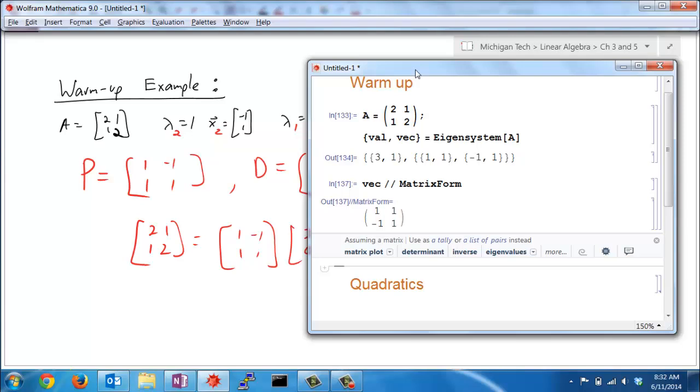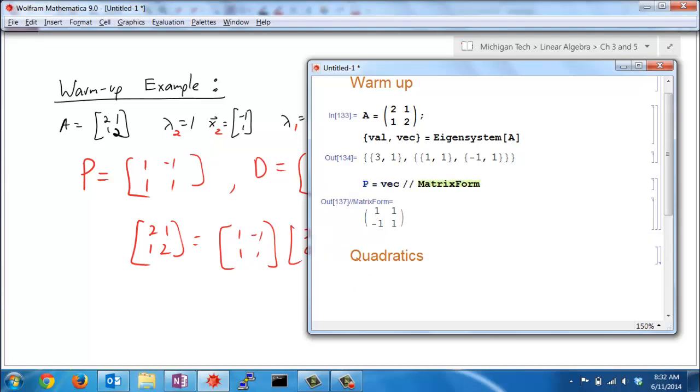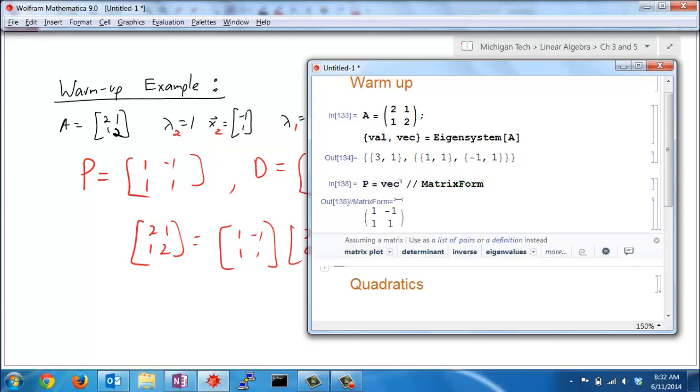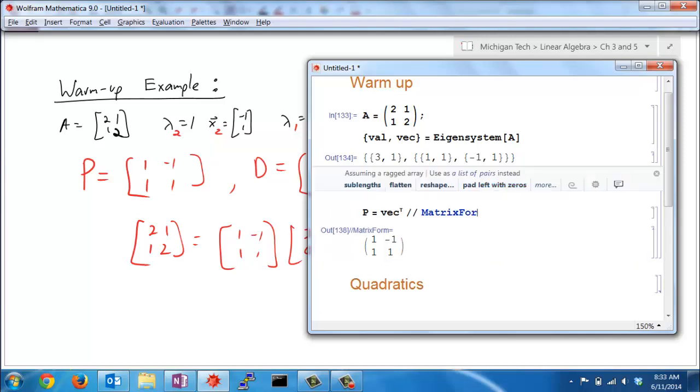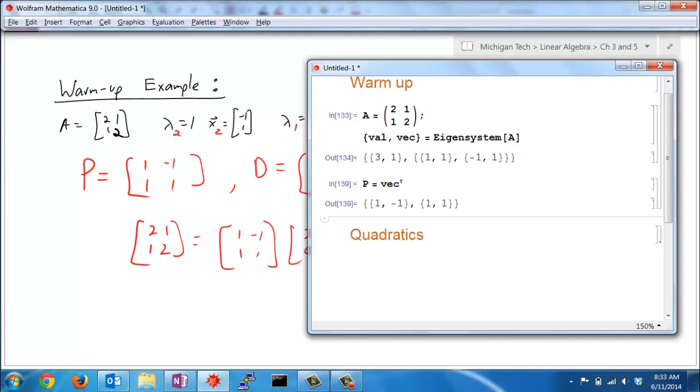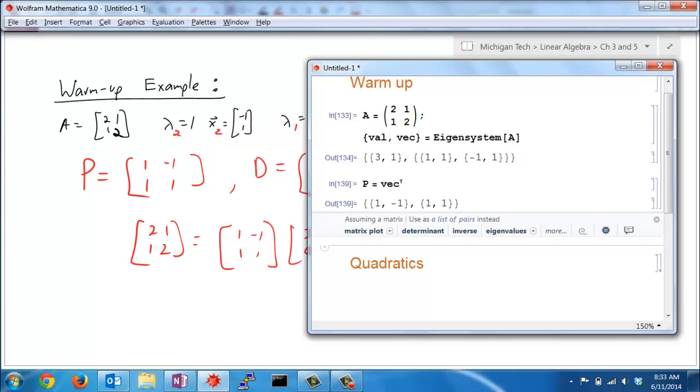So I've got to transpose that to make it right. So really my matrix P that I want should be the transpose here. That's what I want P to be. Now actually I can't define things when I have matrix form. It kind of messes up the notation. So I'll redefine that like this, and I can look at it in matrix form. So that's my matrix P.